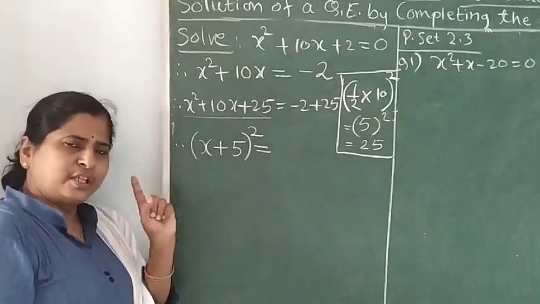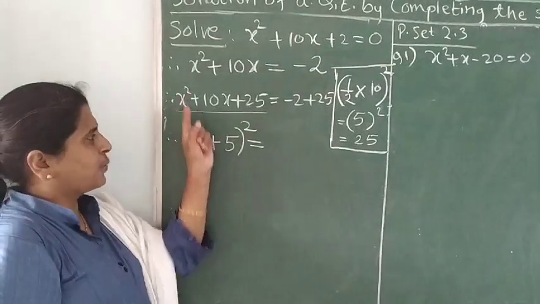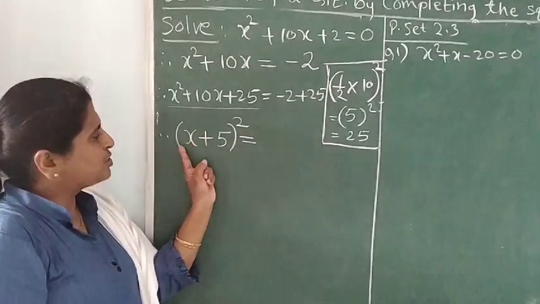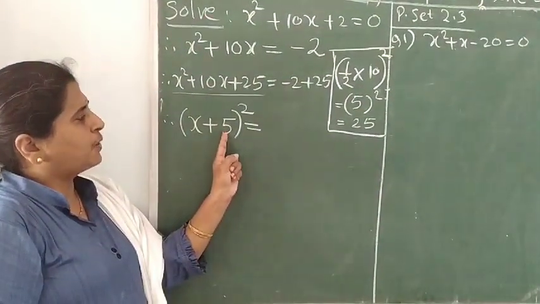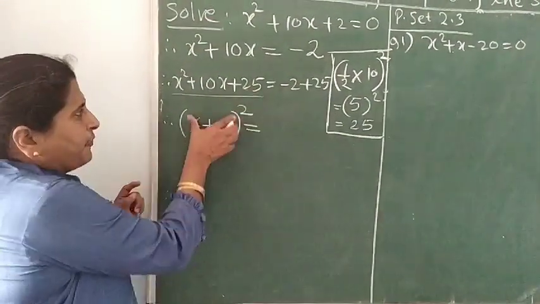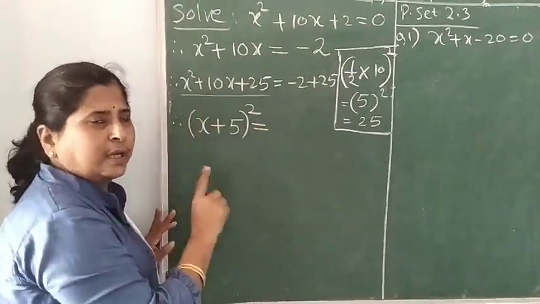If you want, you can check it quickly. a plus b, the whole square. a square means x square, plus 2ab. 2ab is 2 into x into 5. So, 2 fives are 10x, and plus b square, that is 5 square. So, you have got the perfect square of this. In every sum, follow this tip, you will get the correct binomial.